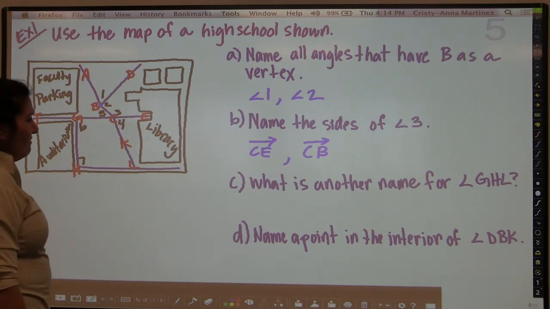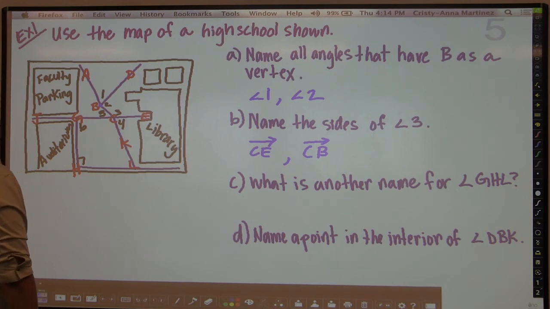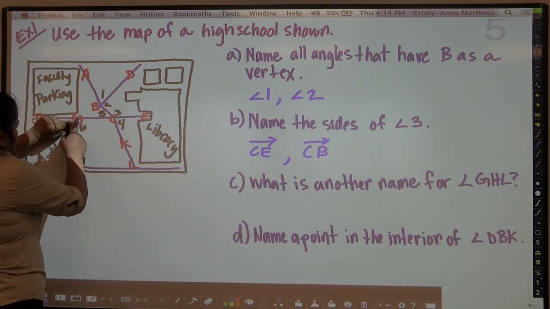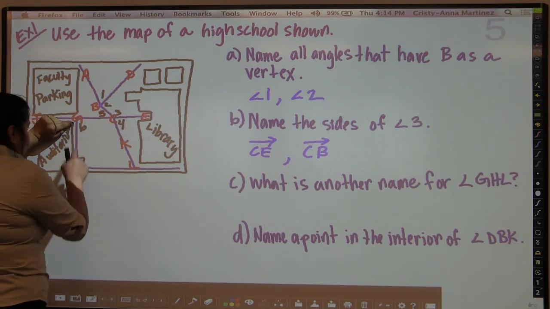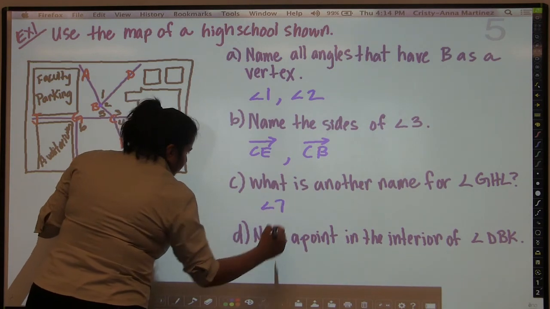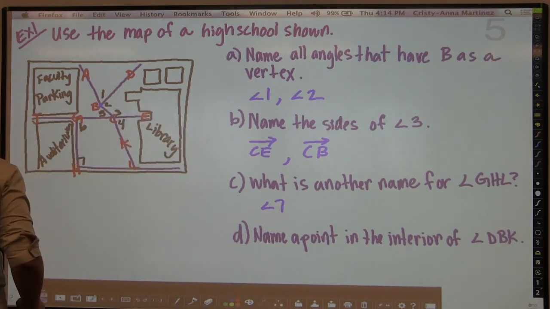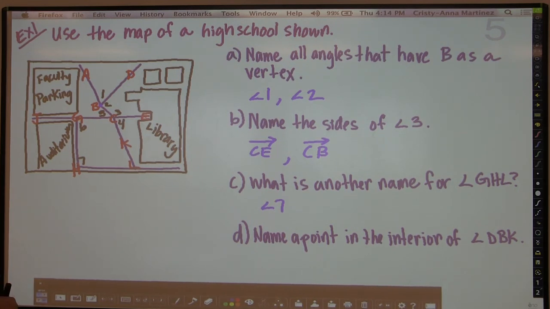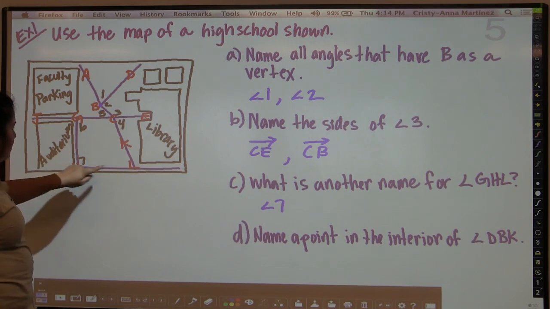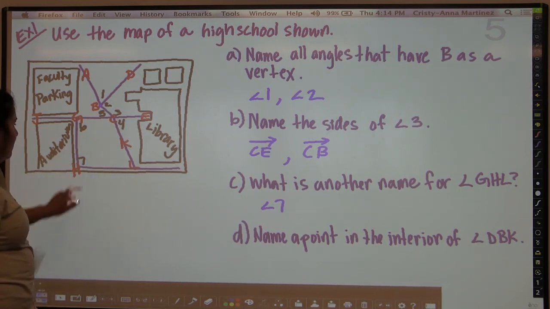Part C: what is another name for angle GHL? Here's G, there's H, and there's L. So instead of calling it GHL, we can call it LHG, or we can just call it angle 7. I'm going to go with angle 7 again because it's easier and shorter to write. Now that I think about it, you can also call it angle H because there's no other angles labeled here. So in this case, you don't have to use the 3 letters. You could just call it H or just call it 7.